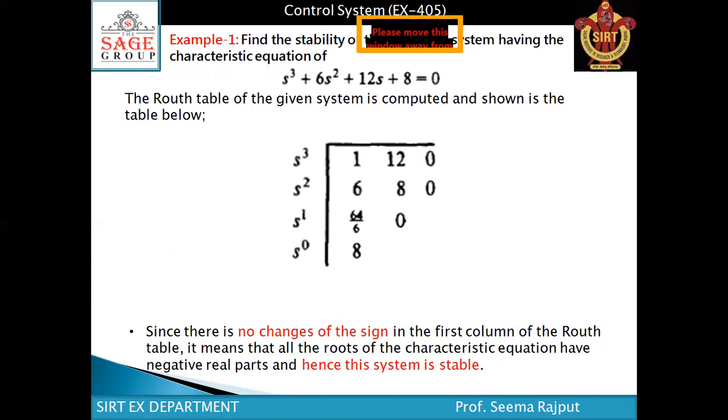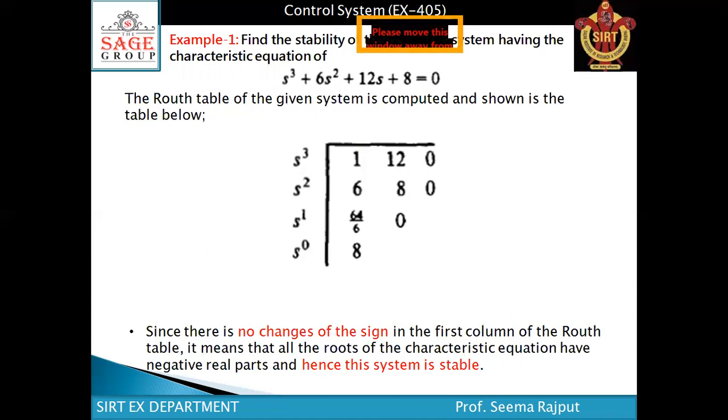Okay, shown in the table below. So the table starts with s cube, s square, s1, s0. The s cube coefficient is 1. S cube means odd, so the next term is also odd, so that is 12, and the other term is 0.